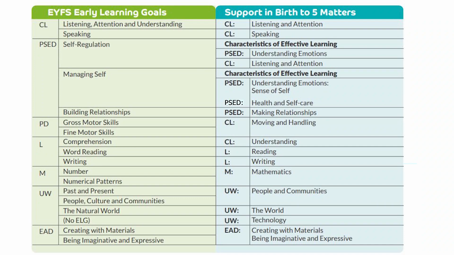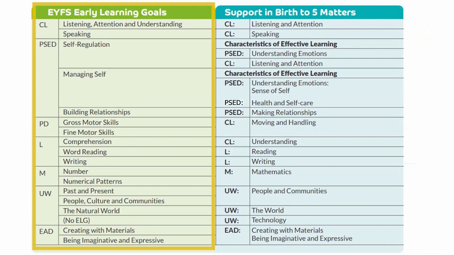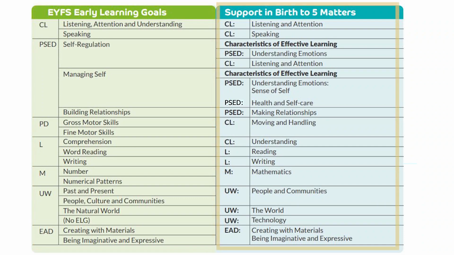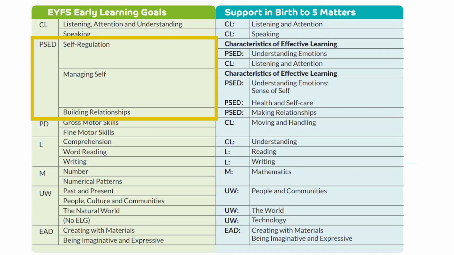Here you can see the comparison between what you can find in the EYFS early learning goals and in the Birth to 5 Matters document. So for example, in PSED, the early learning goals and the areas of learning are self-regulation, managing self and building relationships. In the Birth to 5 Matters document, areas that support the new PSED are characteristics of effective learning, listening and attention, understanding emotions, sense of self, health and self-care, and making relationships.